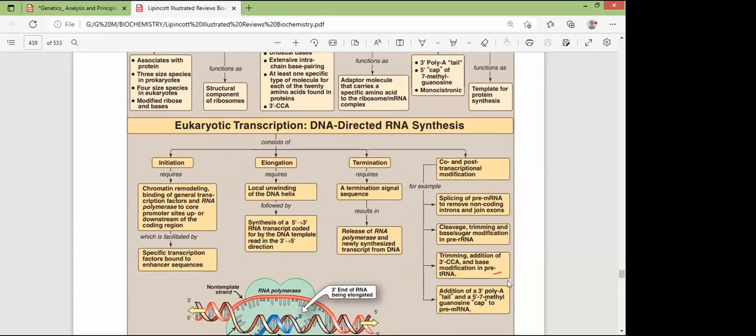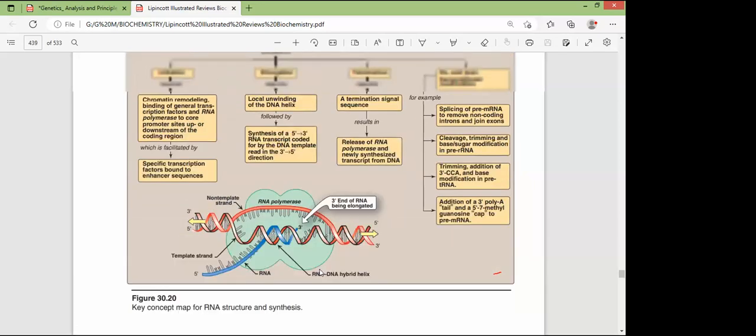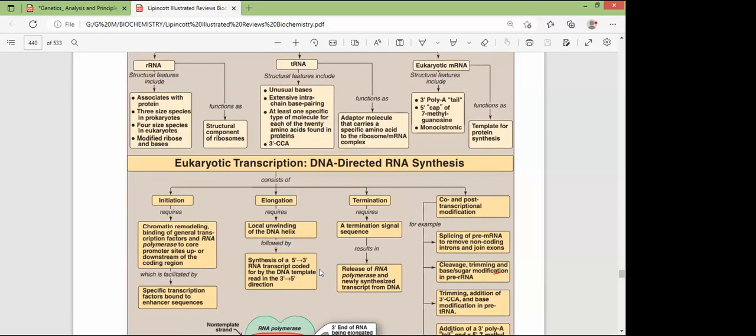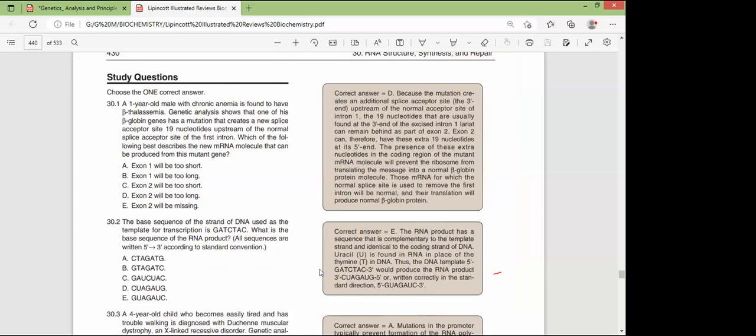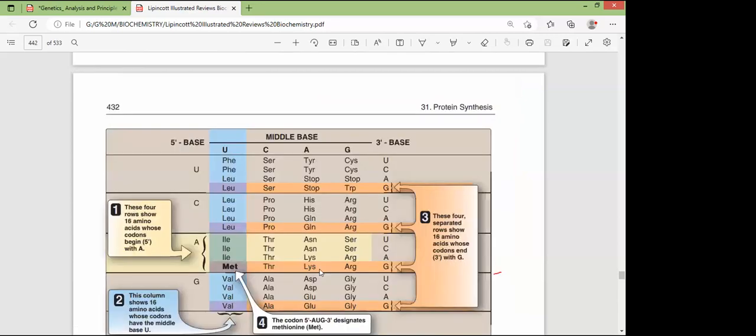So here it is again: addition of the 3' poly-A tail and the 5' capping, and also the removing of the introns and joining of the exons. This is an example of the modifications that happen to the RNA. When you have time, just go through it. I think Seraphim shared the book, so you can go through it.